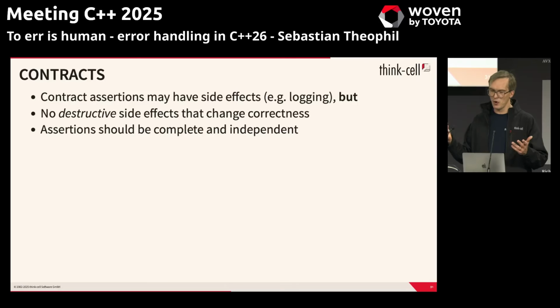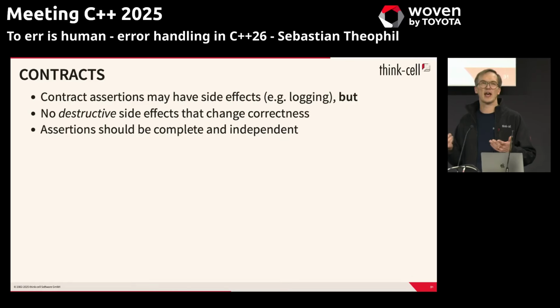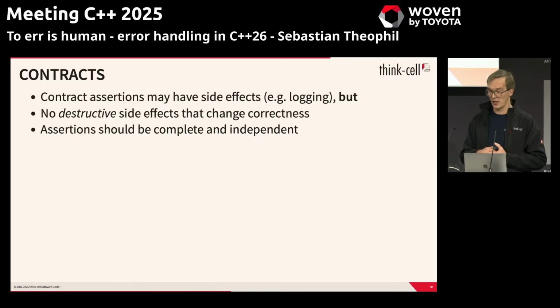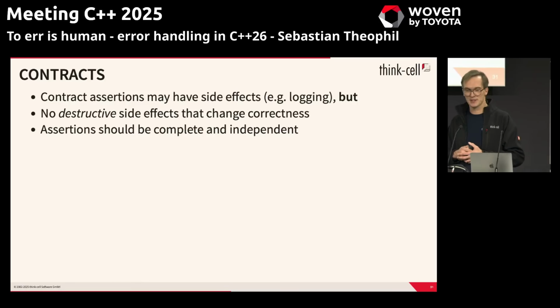And of course, there's zero overhead. This is C++. There's zero overhead if you choose ignore semantics. And yeah, these are, I think, the important aspects.